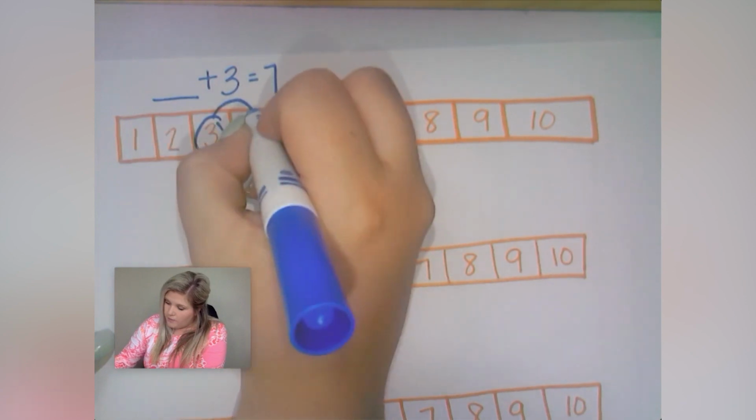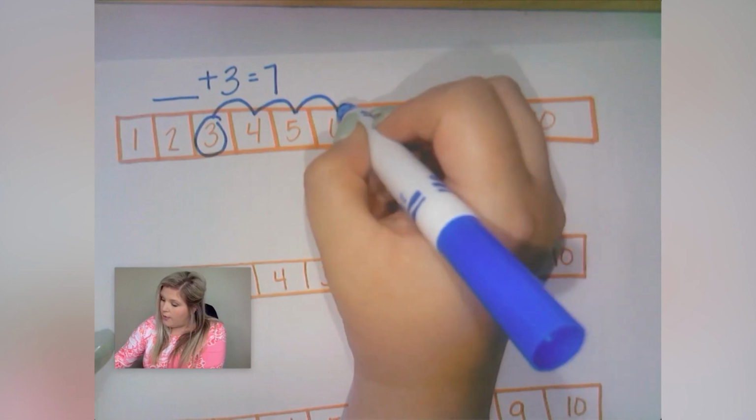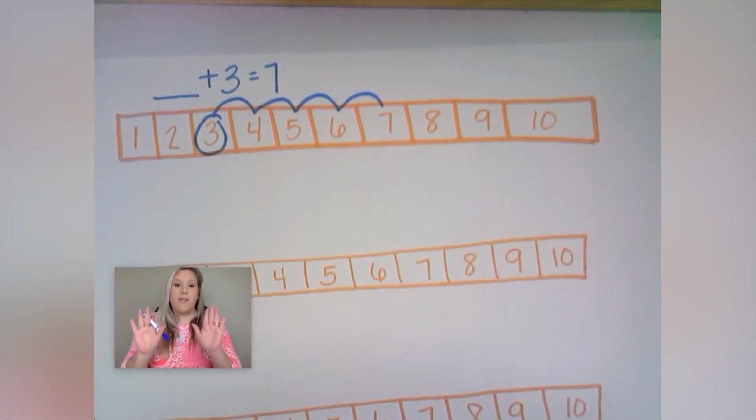1, 2, 3, 4. When you get to 7, you're going to stop. I want you to add your hops just like I did.